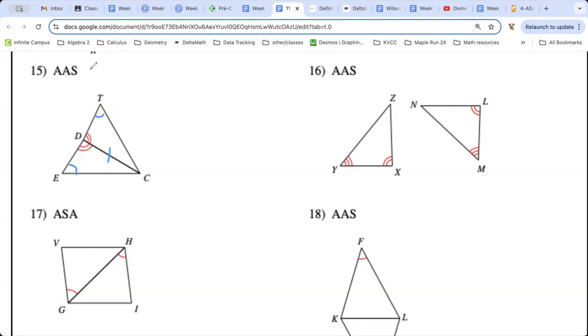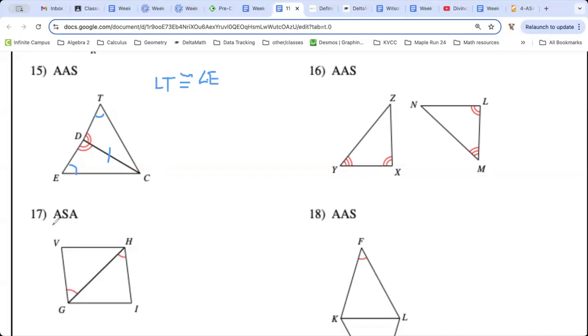So therefore, for this to work, angle T must be congruent with angle E. So as long as angle T and angle E are congruent, these two triangles will be congruent according to angle, angle, side. Right? Good. One more problem, 17.